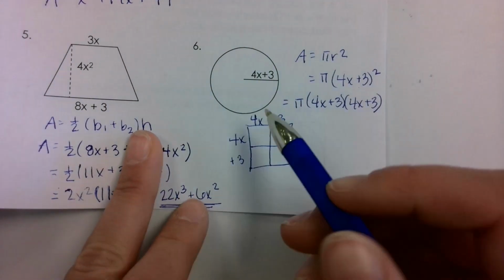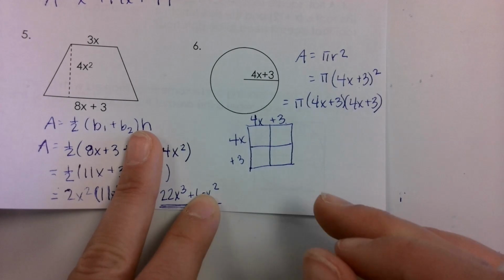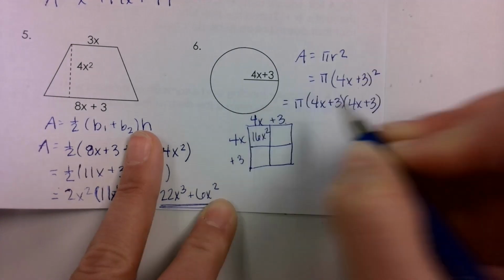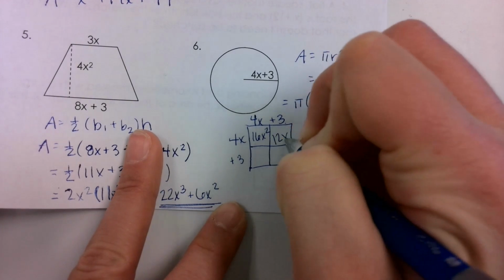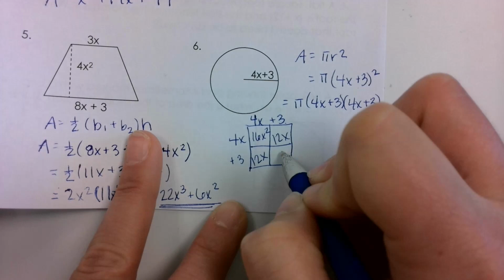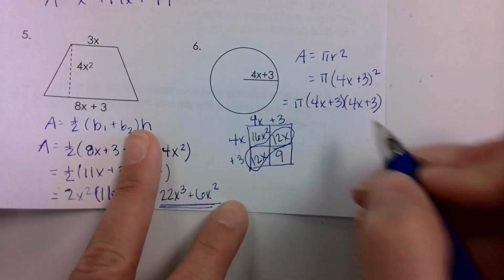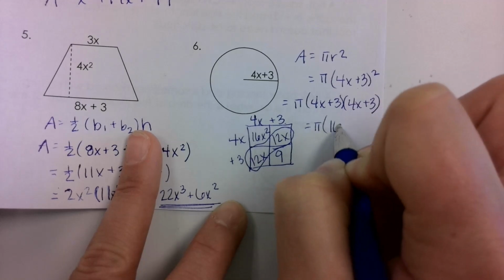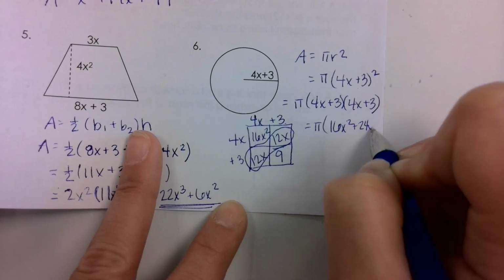So what is 4x times 4x? 16x squared. What is 4x times 3? 12x. 4x times 3 again. 12x. And 3 times 3? 9. Combine your like terms in the middle. So we're going to have pi times 16x squared plus 24x plus 9.